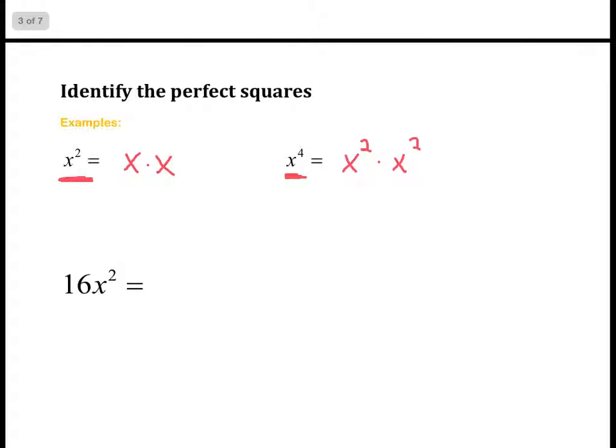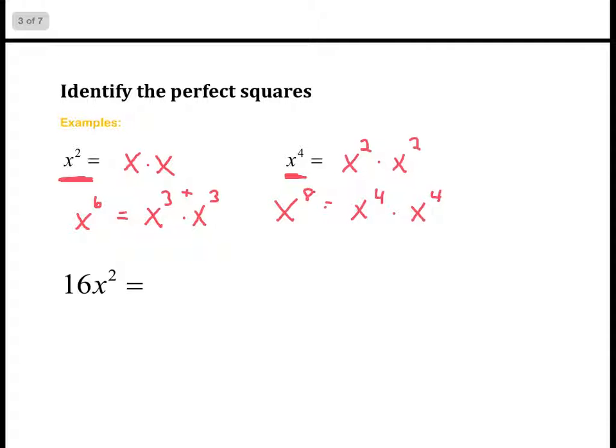In fact, any exponent that is even would be a perfect square. So x to the sixth would be x to the third times x to the third. So that is a perfect square. X to the eighth would be x to the fourth times x to the fourth. And the reason is because we add the exponents together.